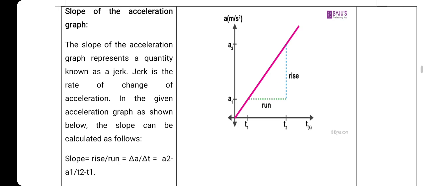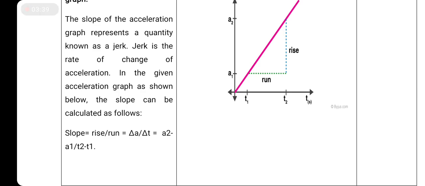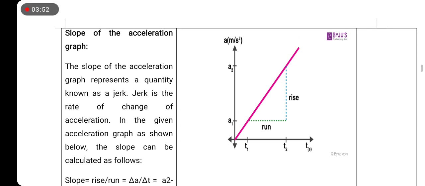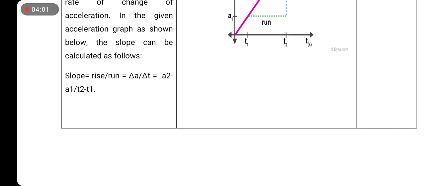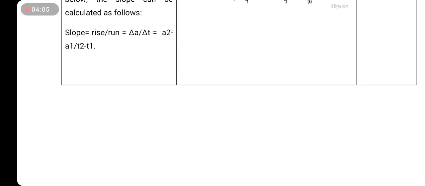Slope of the acceleration graph. The slope of the acceleration graph represents a quantity known as jerk. Jerk is the rate of change of acceleration. In the given acceleration graph as shown below, the slope can be calculated as follows. Slope is equal to rise over run, which is equal to delta A over delta T, which is equal to A2 minus A1 all over T2 minus T1.